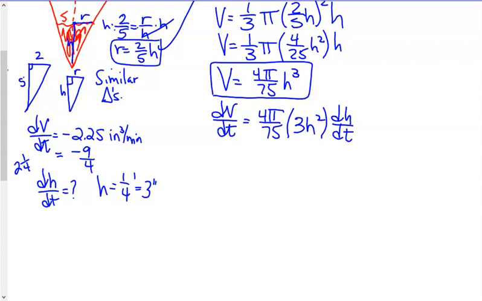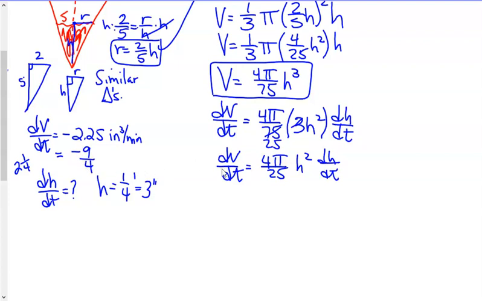So when I do this, I can go ahead and plug in h if I want, which is 3, okay? But I could also cancel, I'm going to cancel this into here, give me a 25. So I get dv over dt is equal to 4 pi over 25 times h squared times dh over dt. And now's the time I want to plug things in, okay? Now, you could go forth and solve for dh over dt if you wanted to do so. I'm going to just plug my numbers in at first and then solve it with numbers. So you can do it either way.